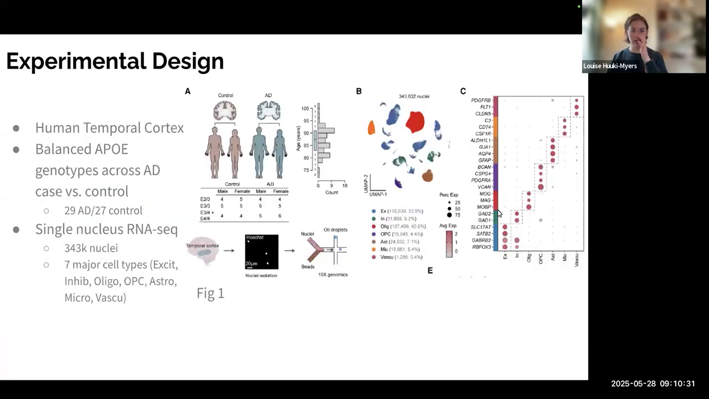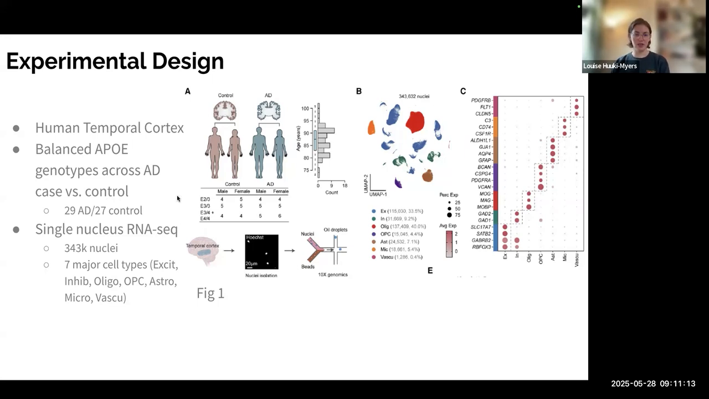In Neuron. So the experimental design and background of the study is they're studying changes in transcriptomic and also protein expression in the human temporal cortex across different ApoE genotypes. So across the ApoE genotypes, there is increased risk with E2, with the E2 genotype having a protective effect, E3 being neutral, and E4 being the most risk for AD. So that's their axis there. They also have both male and female donors relatively evenly split for overall 29 AD and 27 control donors.